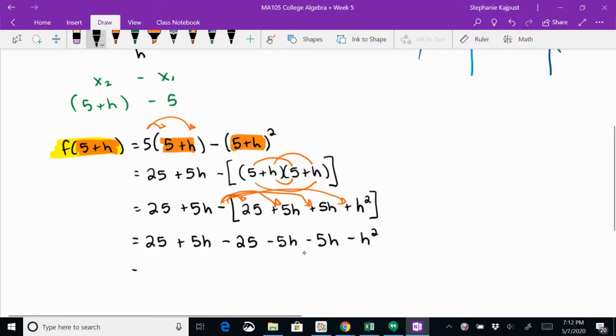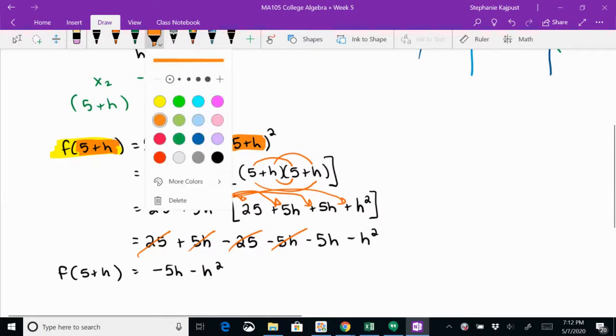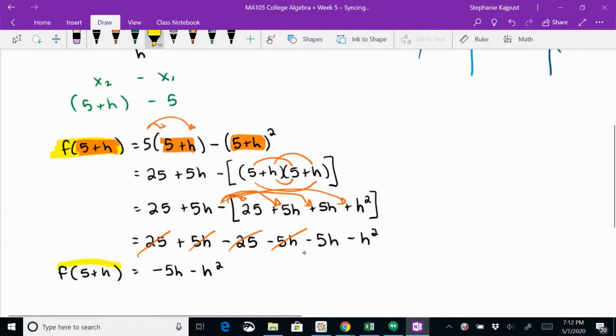So now I want to simplify. I have a 25 minus 25, those cancel out. I have a 5h minus 5h, those cancel out. And so I'm left with minus 5h minus h squared. So f of 5 plus h is equal to negative 5h minus h squared. I'm going to just highlight that for now. And before I move on, are there any questions of how I simplified the right side or what I did there?